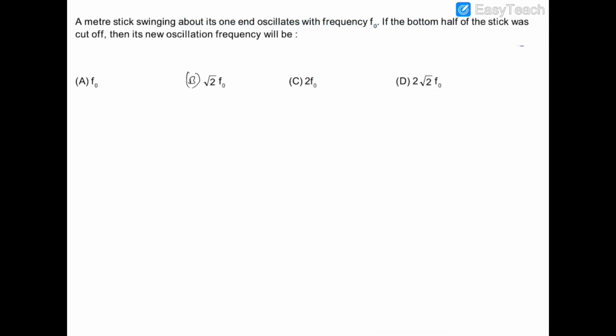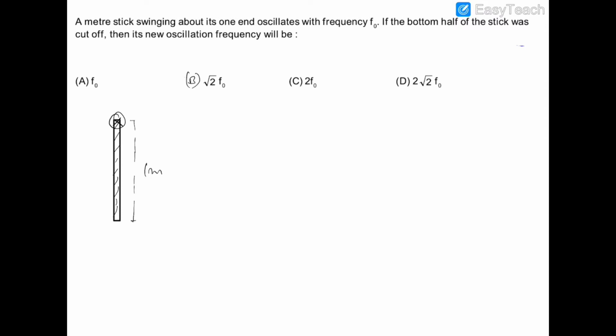Now let us take an example: there is a meter stick which is swinging about one of its ends with frequency f0. Now if the bottom half of the stick was cut off, then its new frequency would be? So let us consider a meter stick. This is a meter stick, and the meter stick has a length of 1 meter. This is the hinge point.